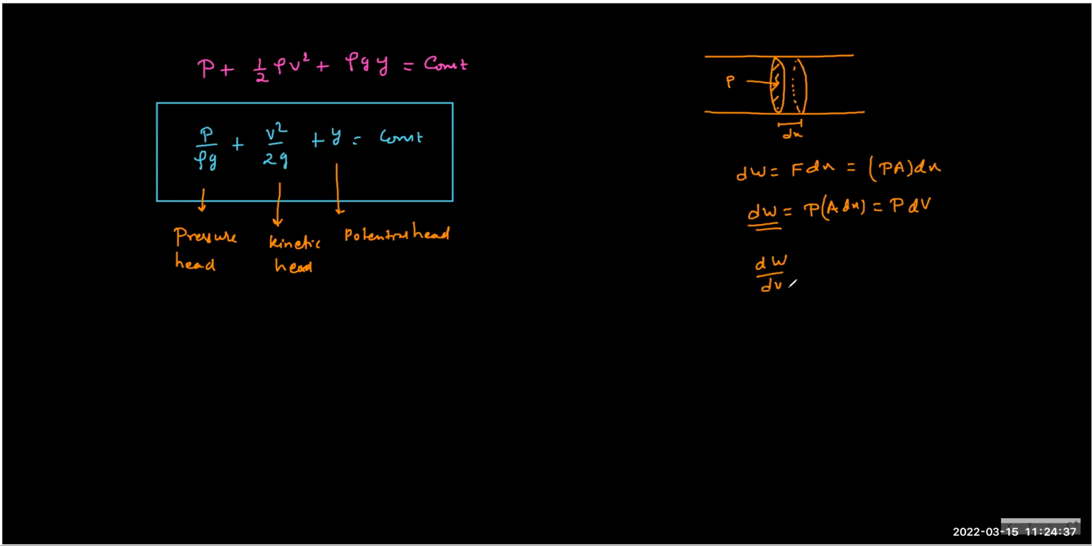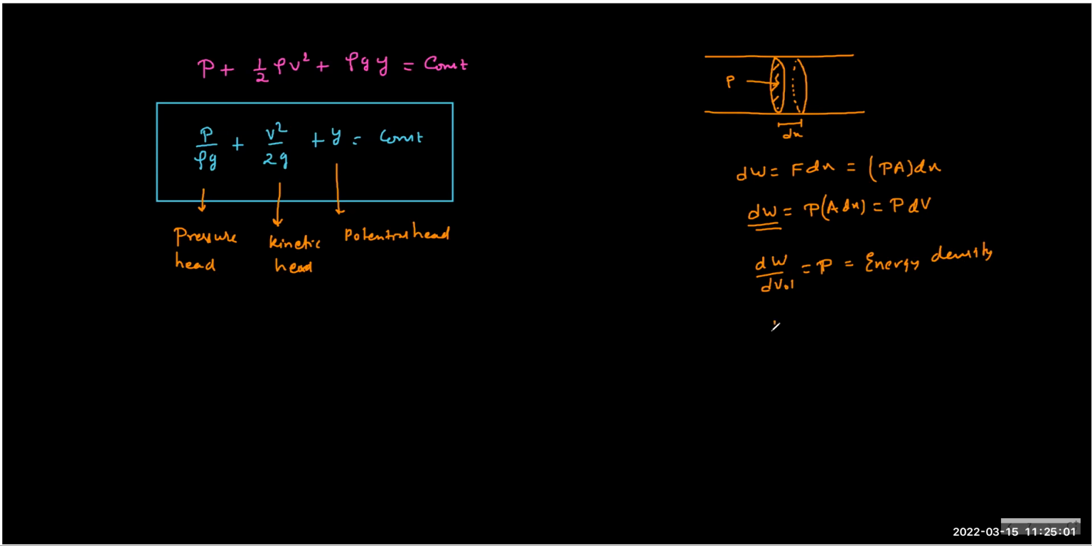So work done per volume is only P, and therefore this represents the energy density, because energy upon volume is called energy density. So pressure is representing energy per unit volume at a given point. Okay.